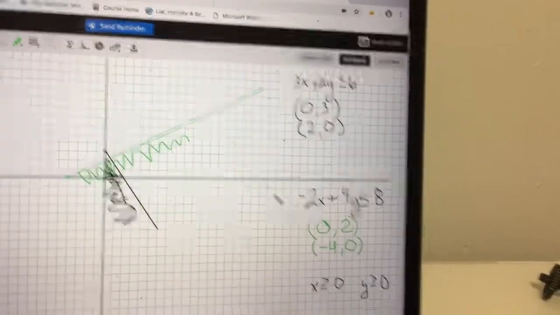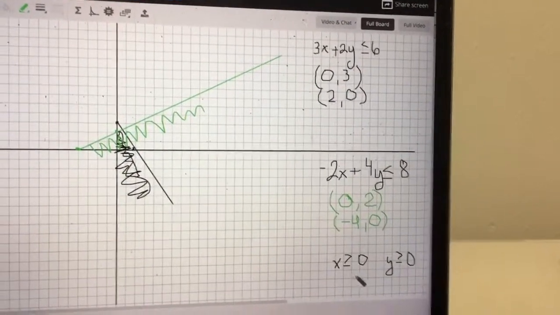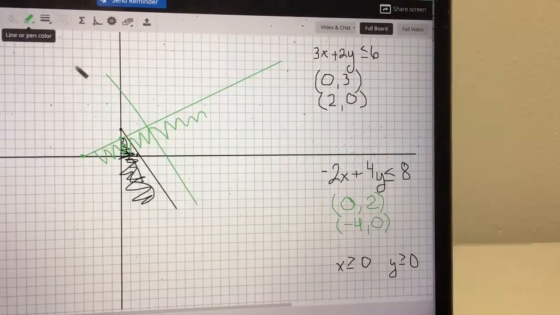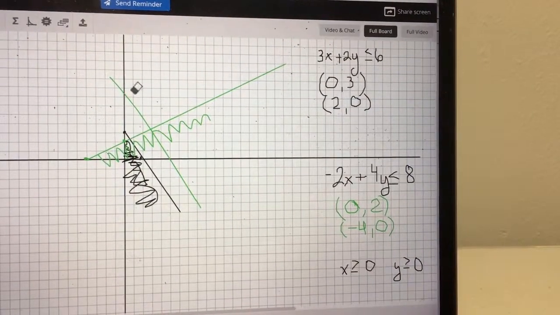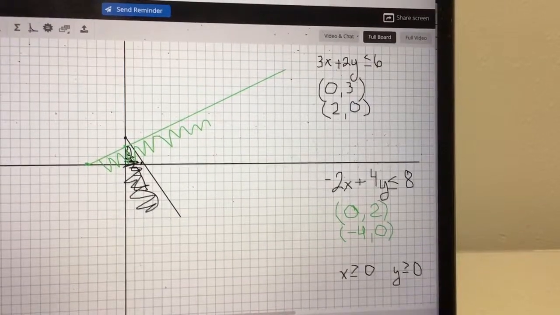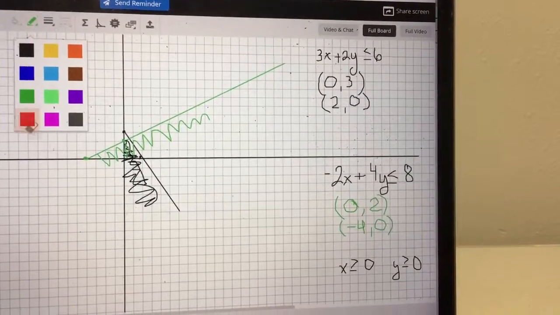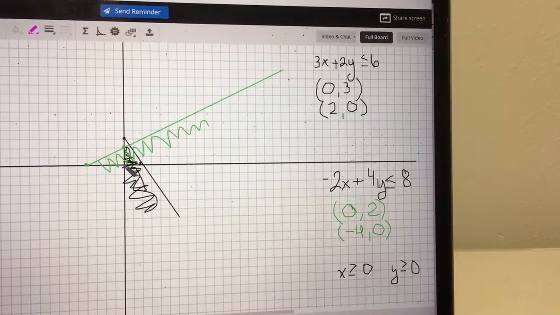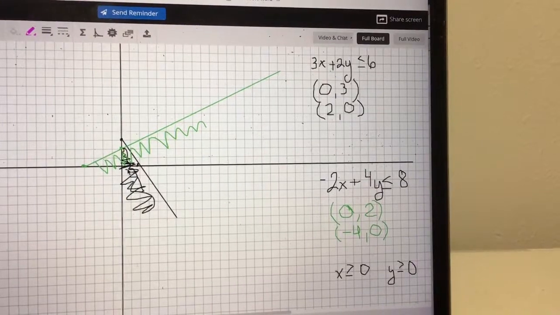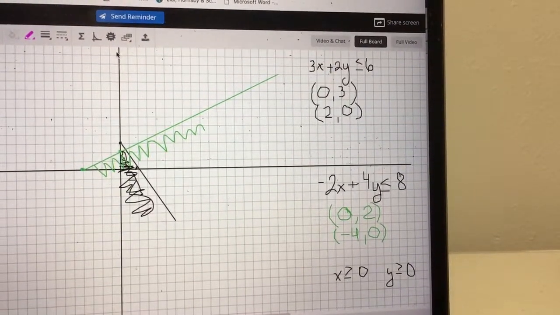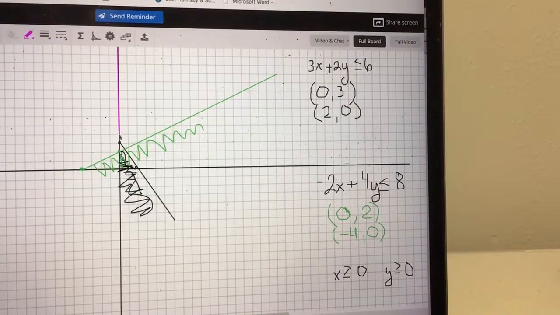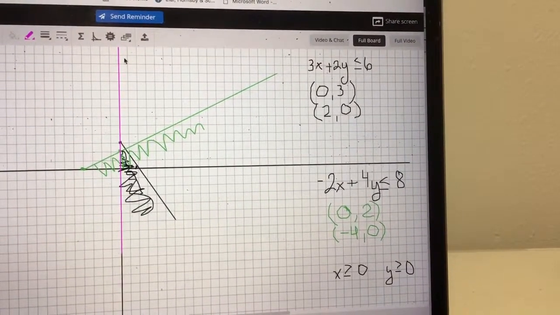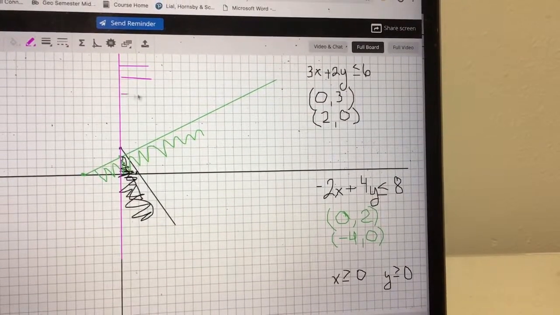Okay, and then we've got down here, x is greater than or equal to 0, and y is greater than or equal to 0. So, whoops, that shouldn't have happened. How did that happen? So we're going to go over here and grab a pretty pink color, and we're going to do x is greater than 0, which means that the line x equals 0 would be this one. Remember, x lines go vertically. Okay, x is greater than 0 is going to be shaded in this direction here.